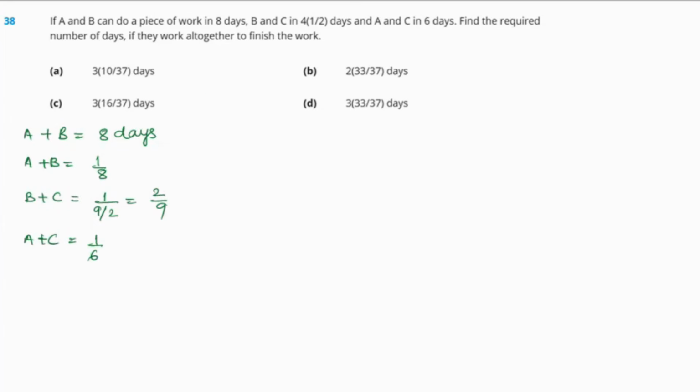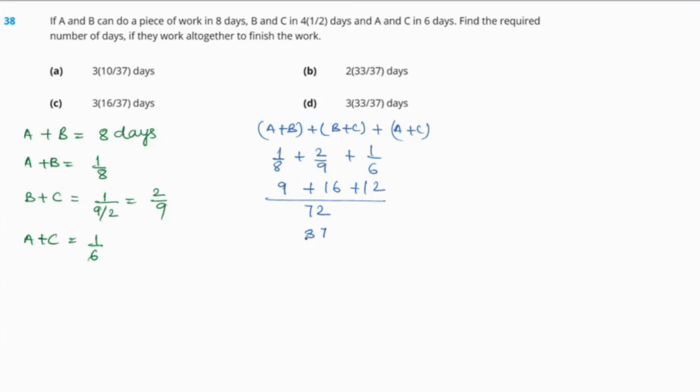Okay. And if we are going to combine their work all together, which means the work of A plus B, the work of B plus C, the work of A plus C, we are going to get it as 1 by 8 plus 2 by 9 plus 1 by 6. Okay, the LCM we are going to get as 72. So we are getting 9 plus 16 plus 12. So we are getting here 37 by 72. And since we are adding all of these together, we are getting twice A, twice B, and twice C together.